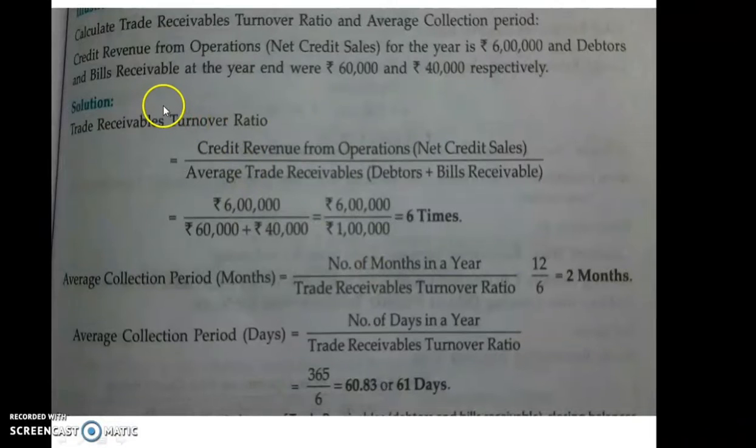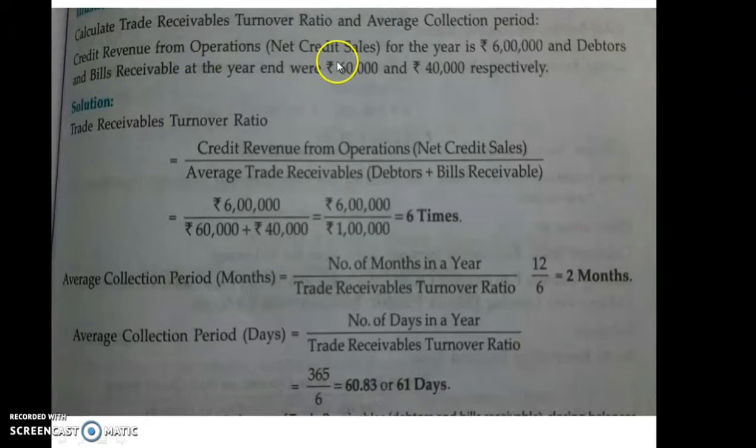Here we are going to do one problem. Calculate trade receivables turnover ratio and average collection period. So both the things you have to calculate, both trade receivable turnover ratio and average collection period also. So let us see what are the items given to you.